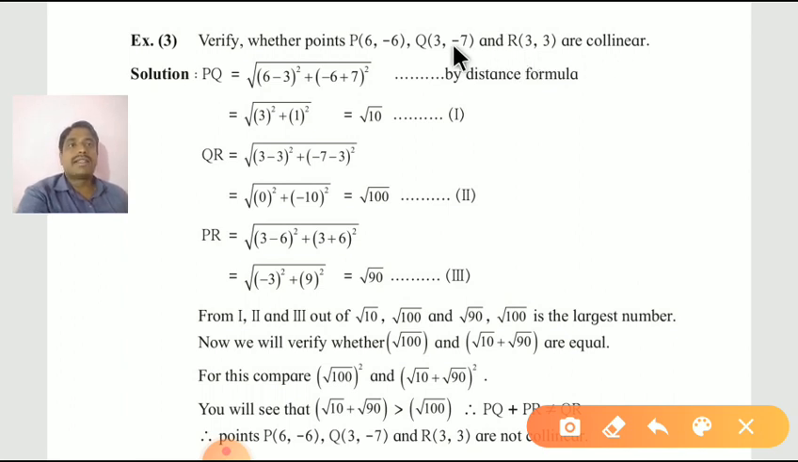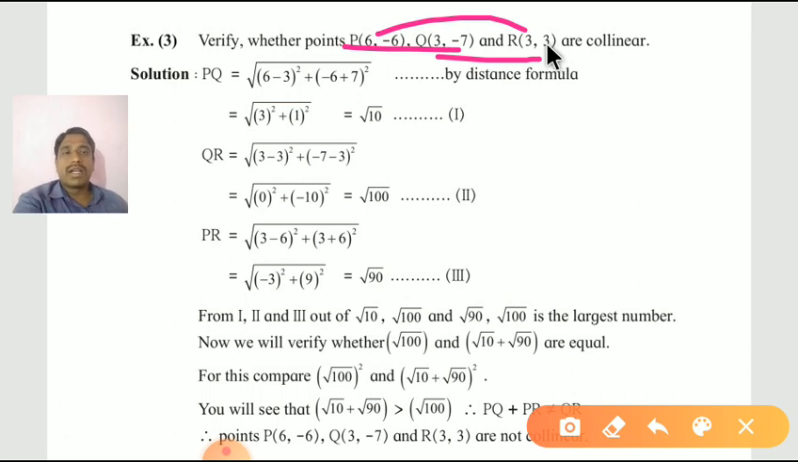First we find the distance between PQ, second we find the distance between QR, and third we find the distance between PR. And then if the sum of any two distances is equal to the third one, then the points are collinear. If not equal, then the points are non-collinear. By using the distance formula, we find the first one, PQ.